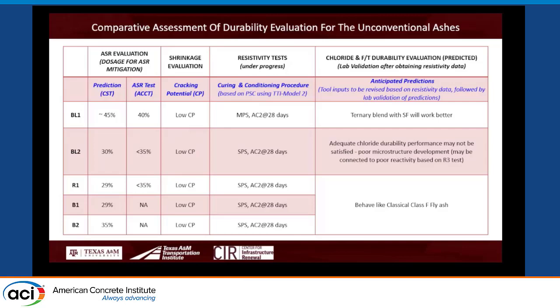This is probably the last slide. Prediction. Our resistivity test is still going on. I thought that I would be able to generate the data and show you, but it's still in progress. But we already said that this particular blended ash needs MPS curing, AC2 28 days resistivity. The remaining are all SPS, AC2 28 days should be fine. For this particular one, we are anticipating that a little bit of silica fume together, a ternary blend, will work fine instead of binary.